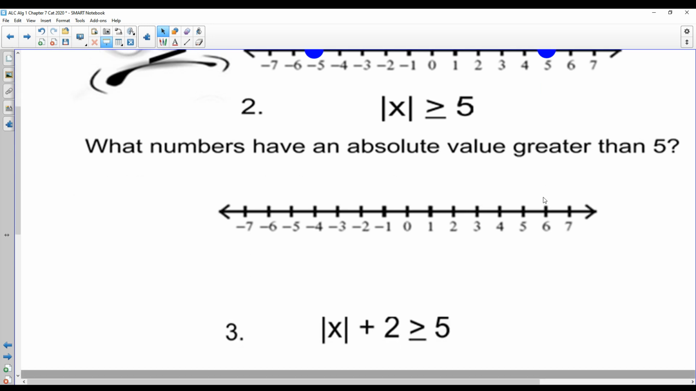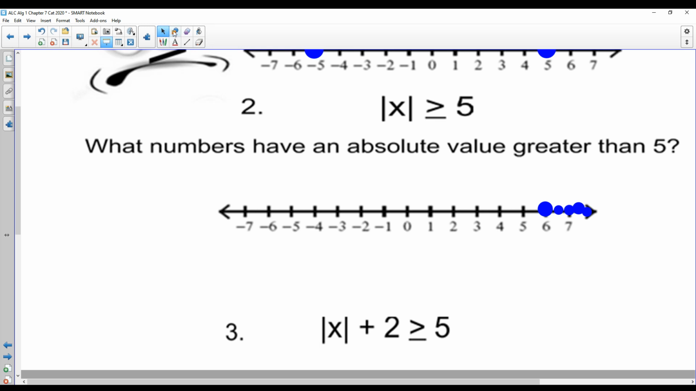All right, so now if we want to do this one next, we're asking ourselves what numbers have an absolute value greater than 5. So list at least 4 numbers that you can think of that have an absolute value greater than 5. Now my guess is when you answered that, you said numbers like 6, maybe 6.5, 7, 7.5, 8. Okay, so all of those are greater than 5 away from 0.